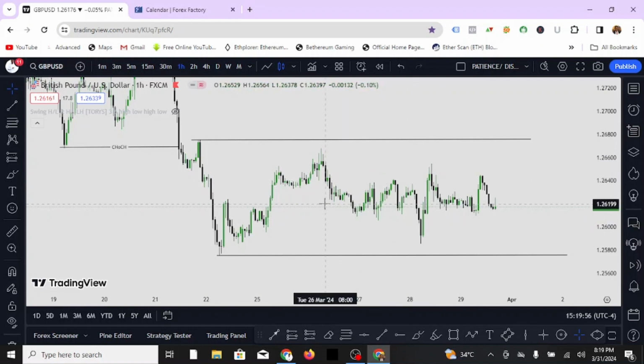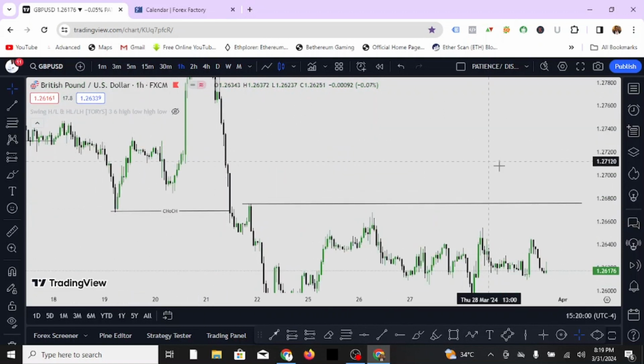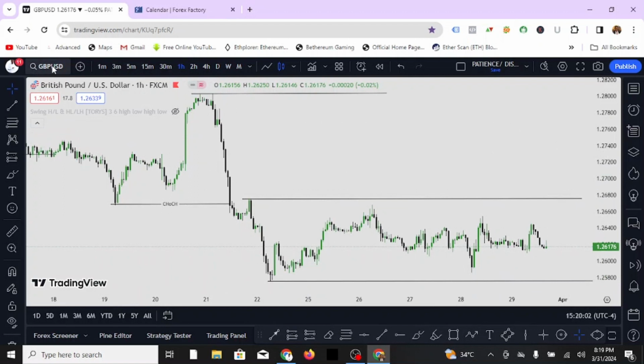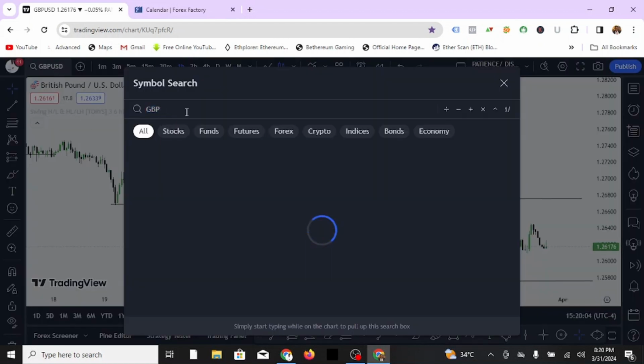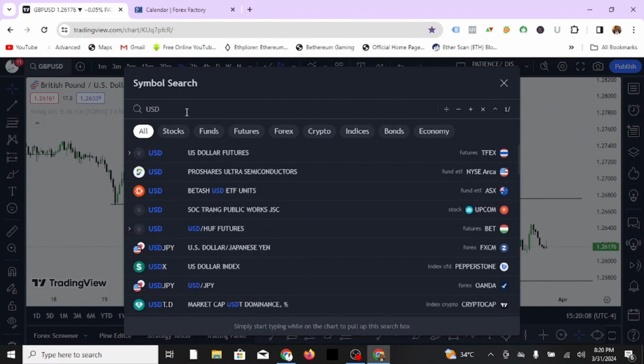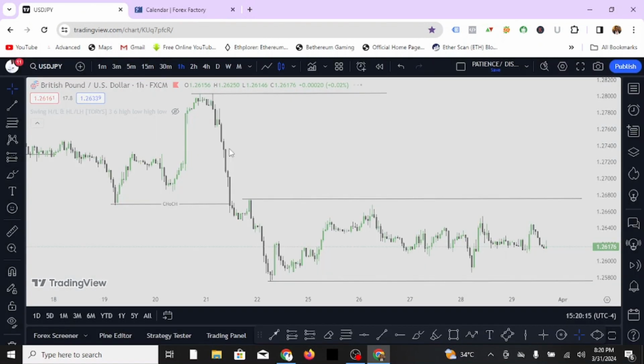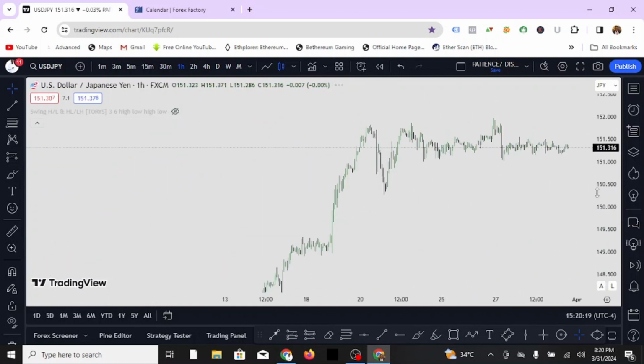I really don't know if TradingView is a broker, but I know they provide you with access to charts like this, and you can have access to multiple charts. This is GBP USD. Any currency at all you want to trade, you can type it here: USD, JPY, that is United States dollar against the Japanese yen, and then you can also see charts. You can see how the price movement has been so far for this particular currency pair.